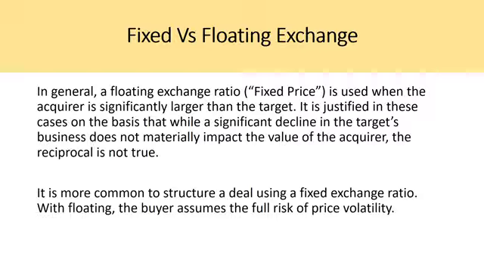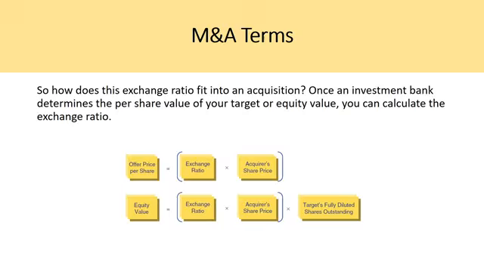And if it takes more shares and they have to issue even more shares to really meet that exchange ratio, then it can be much more risky. So that's why, being the buyer and being the person who sets out the deal from the beginning, you'll see a lot more fixed exchange ratios than floating exchange ratios. Okay? So how does this exchange ratio fit into an acquisition?